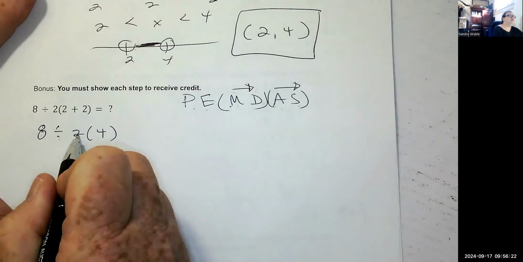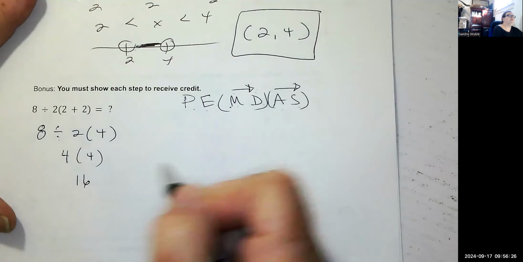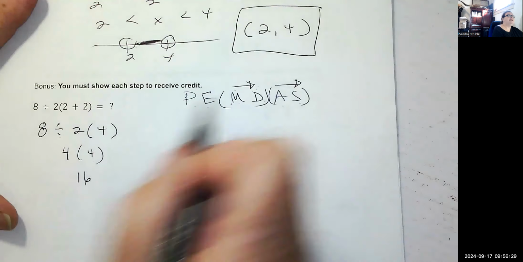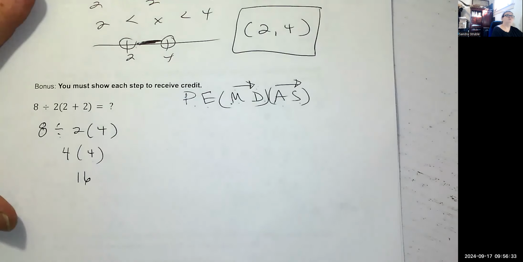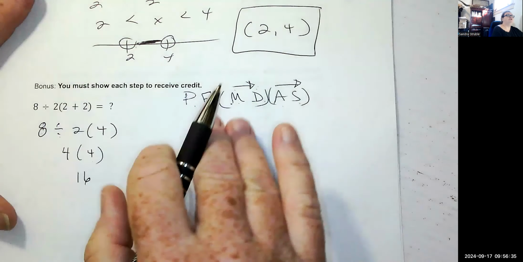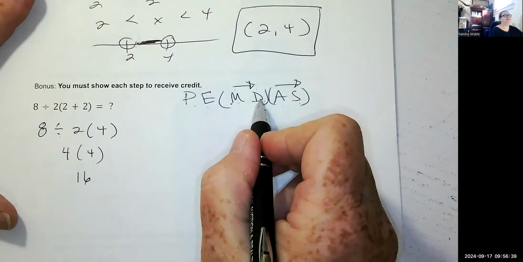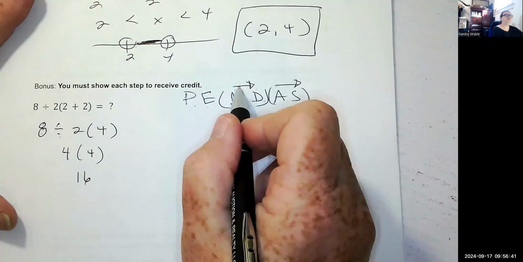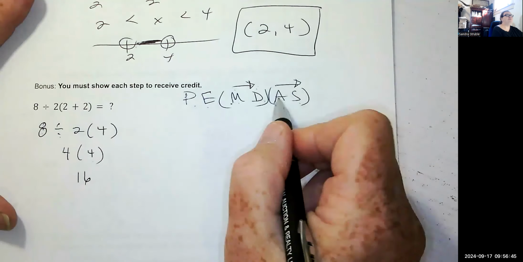8 divided by 2 is 4. 4 times 4 is 16. If instead you thought multiplication came first, you would have got 8 divided by 8 and your answer would have been 1. That is wrong. Please make sure that you understand that the MD is not truly MD. It's MD, but it's whoever comes first in the problem from left to right. Same with addition and subtraction.